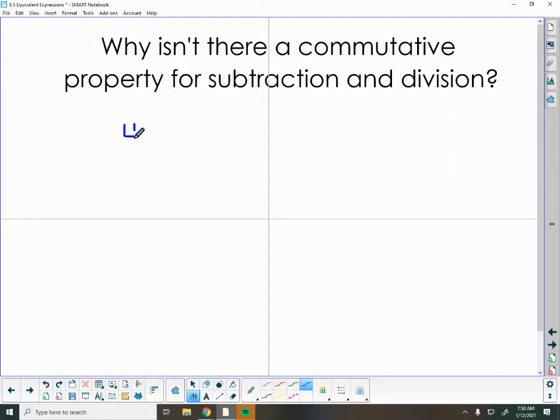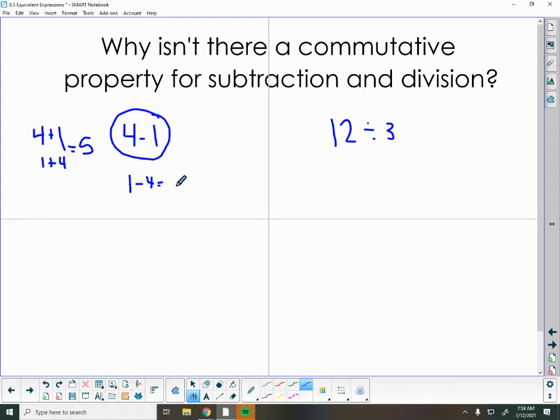If I did 4 plus 1, I can change that around and say 1 plus 4, and they both equal 5. How come I can't flip around 4 minus 1? Or if I have 12 divided by 3, how come I can't flip that around? If I did 1 minus 4, that would equal negative 3. And that is not the same as 3. Those are opposites. 12 divided by 3 is 4.